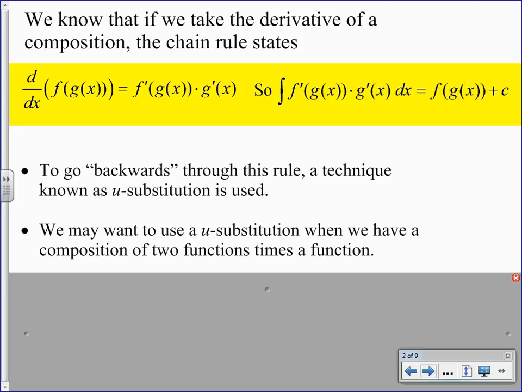But if you see that you have a composition, somebody give me an example of a composition. 2x the quantity squared would be a composition. Cosine of cosine of 2x. Cosine of sine of cosine of sine of cosine of sine. Okay, that would be a very intense composition, but yes. So a composition is a function inside of another function. X squared plus 3 the quantity cubed. So we have to have a composition, but we also have to have it multiplied by something else for it to work. Okay.